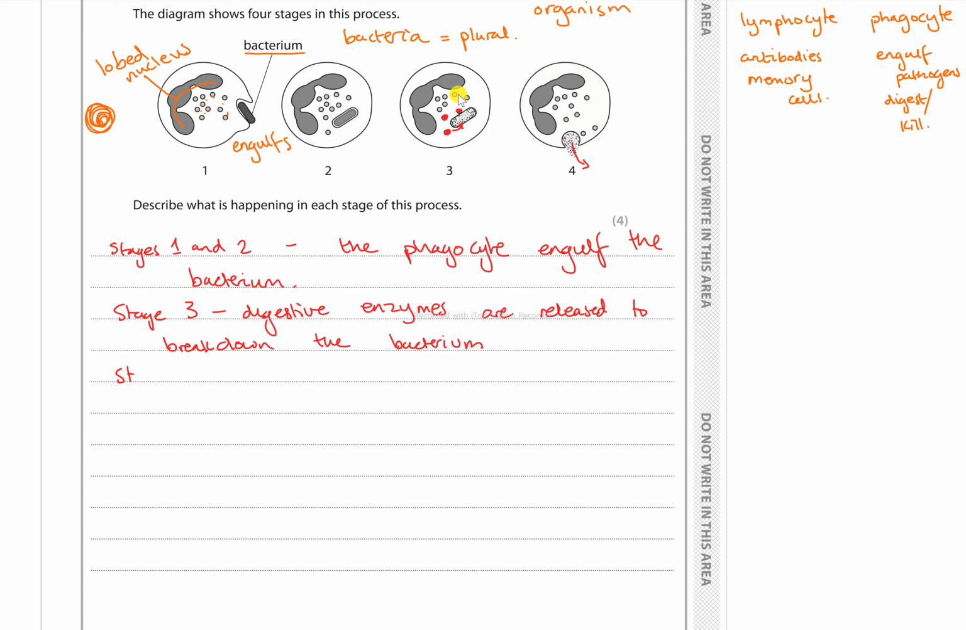And then finally in stage 4, the waste products of the digestion process are expelled. You can't use the word excreted. Well, no, they're not excreted. Egested? In the mark scheme they put expelled, so we'll stick to that. Right, okay.